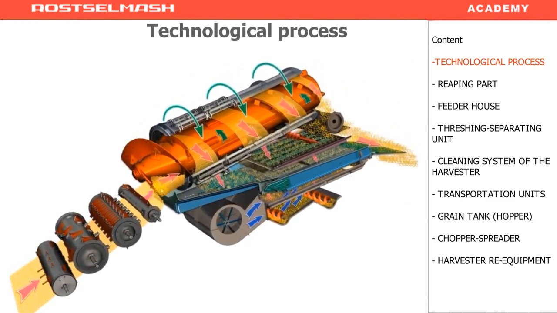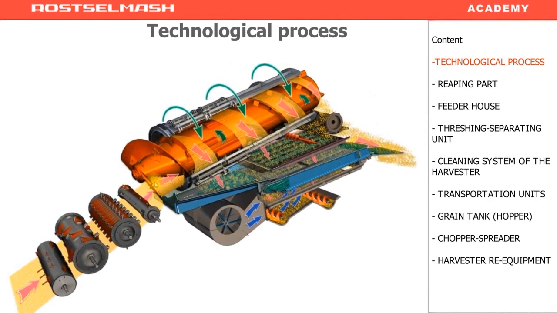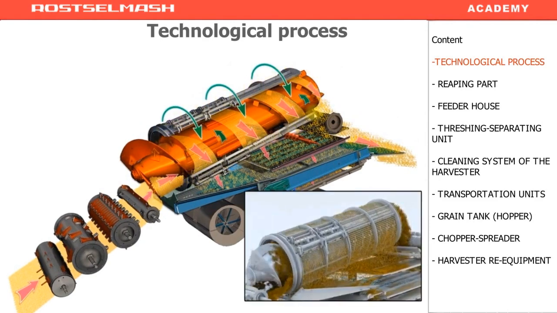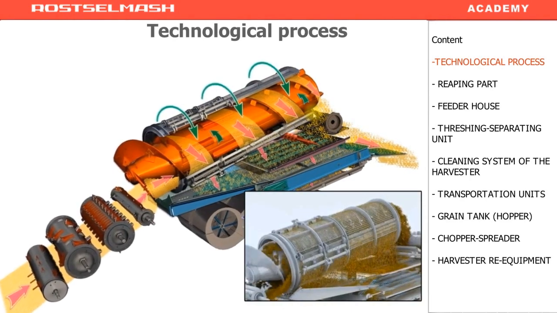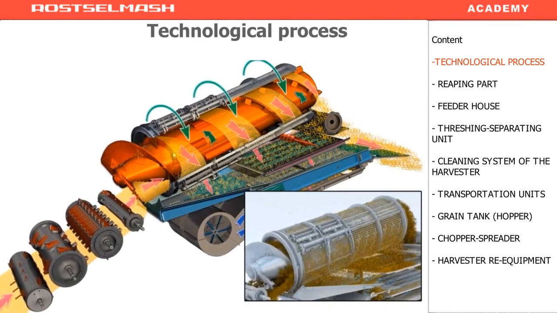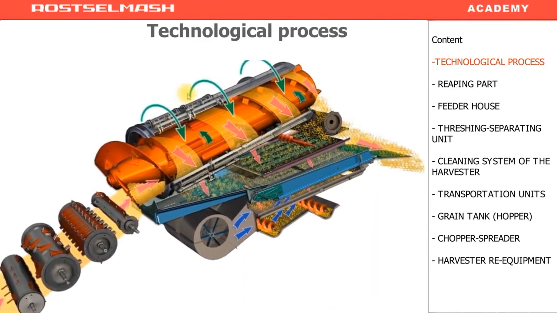The rotor has blades that capture the mass, and then feed this mass into the threshing and separating unit. Here you see a rotating concave. The deck rotates counterclockwise. The rotor rotates clockwise. The concave has got 4 sections.